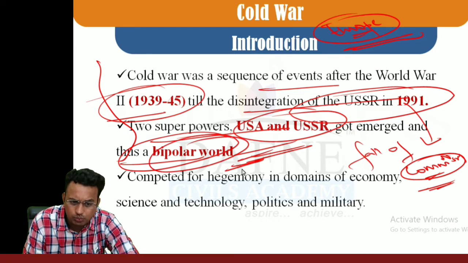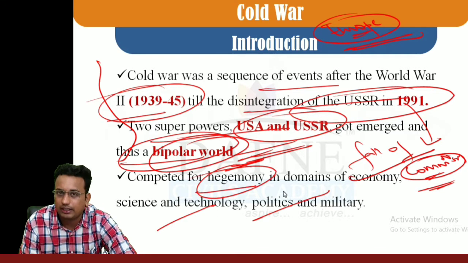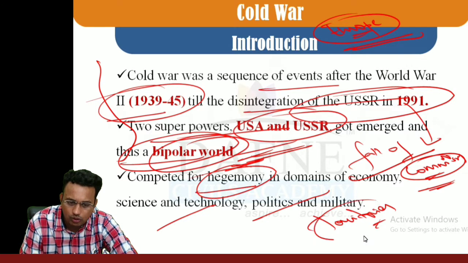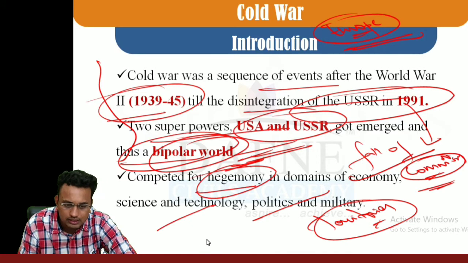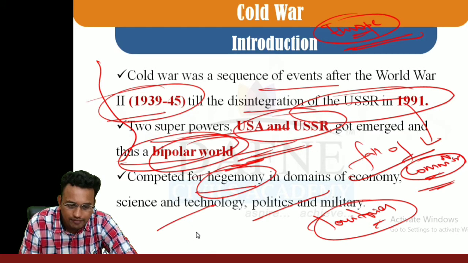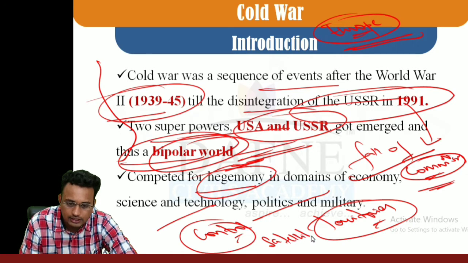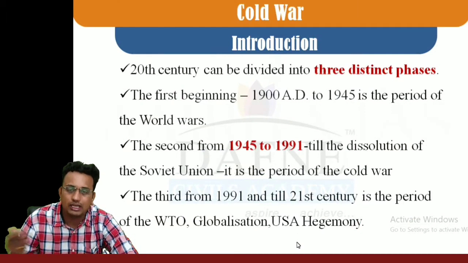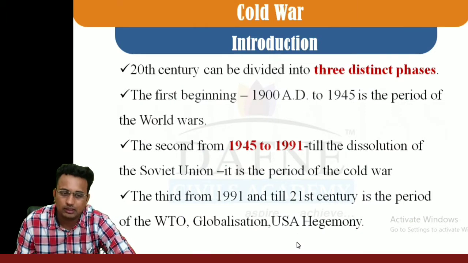Both competed for hegemony in terms of economy, science and technology, military aspects, polity, and acquiring of territories. It's not like the colonial policy; it's like having control over those satellite states. So a fight for hegemony developed, and finally, the US emerged as the victorious. The US emerged as the hegemon.